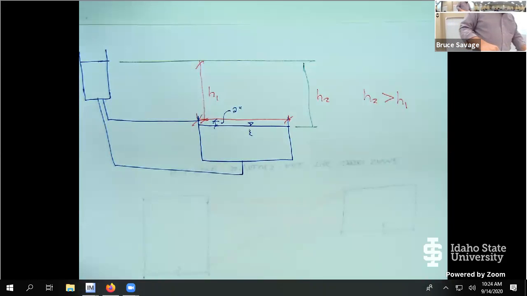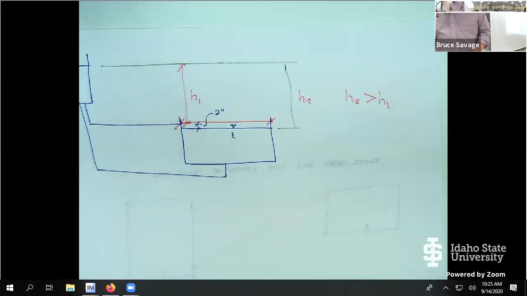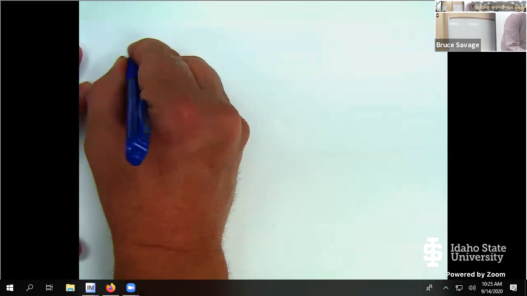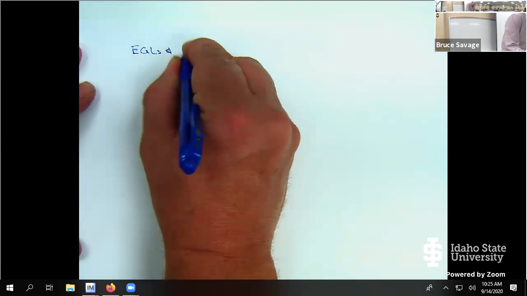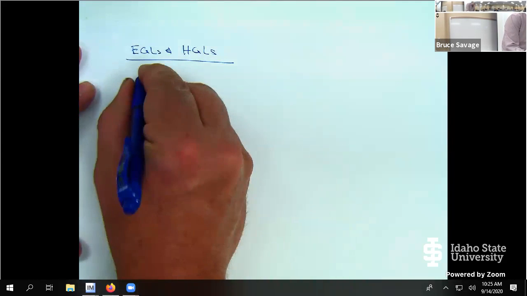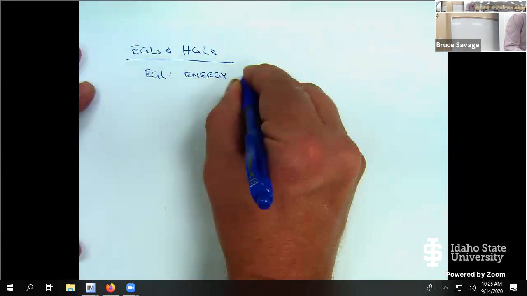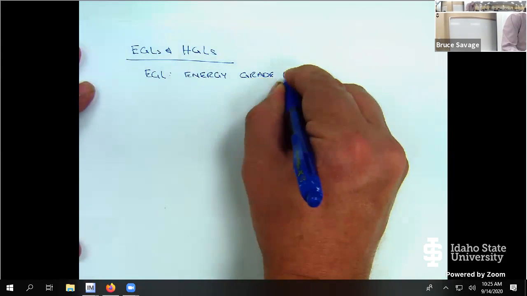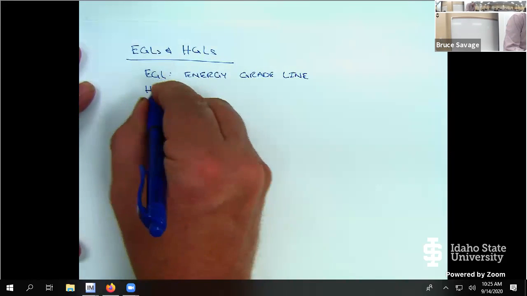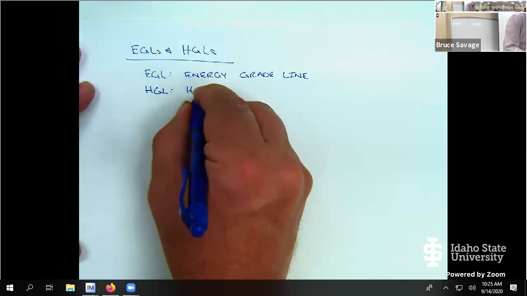Okay. So with that in mind, now what we want to work on today is EGLs and HGLs. So EGL is the energy grade line, and HGL is the hydraulic grade line.